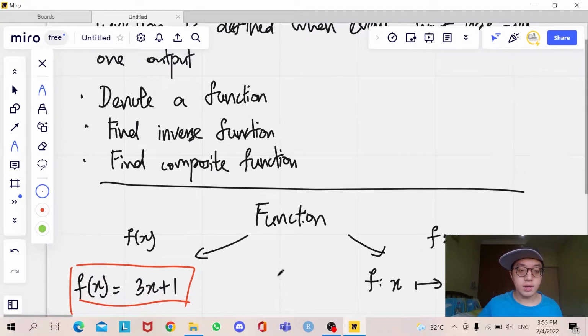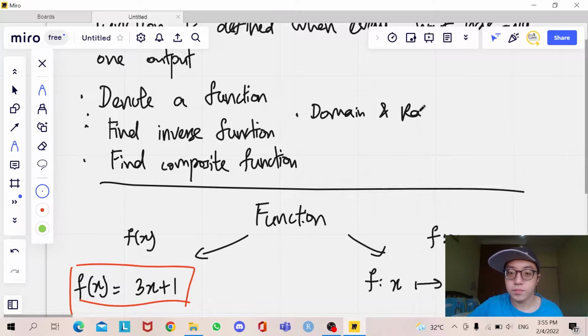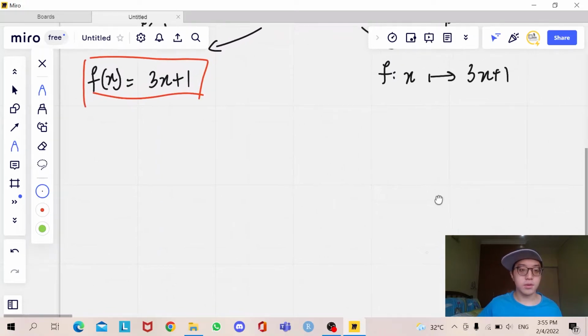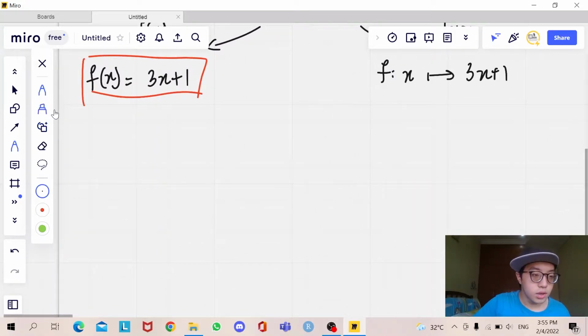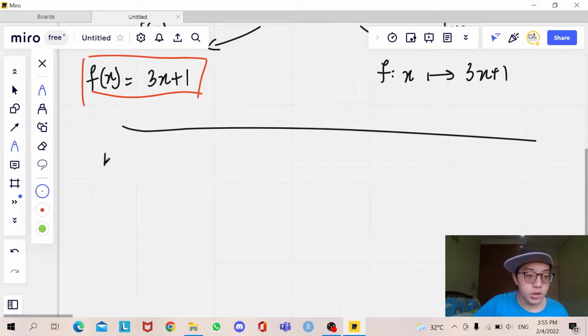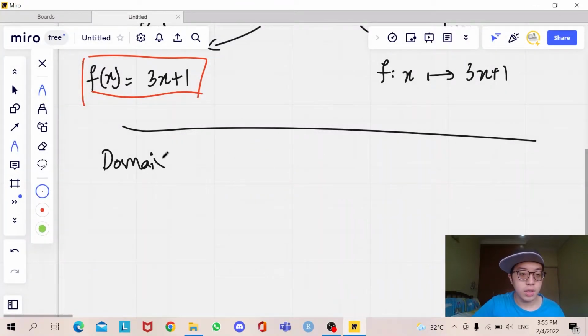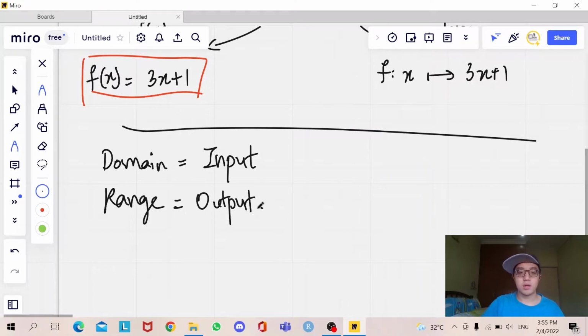And then before finding an inverse function, I will introduce to you domain and range. So what's a domain and a range? To shorten things down, domain is actually equivalent to your input, and range is actually equal to your output. Nothing else special, it's just like this.